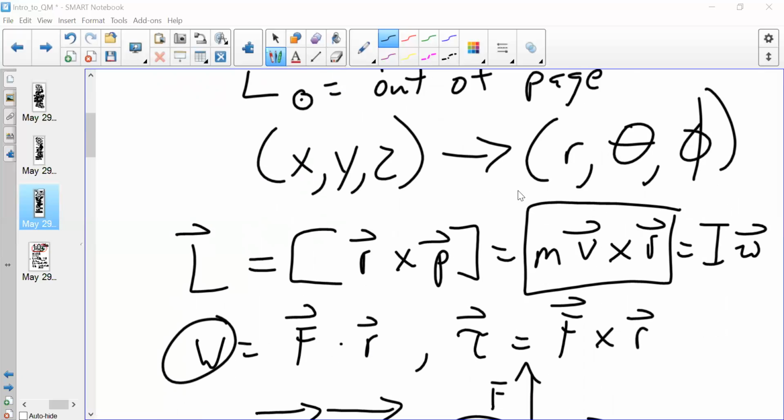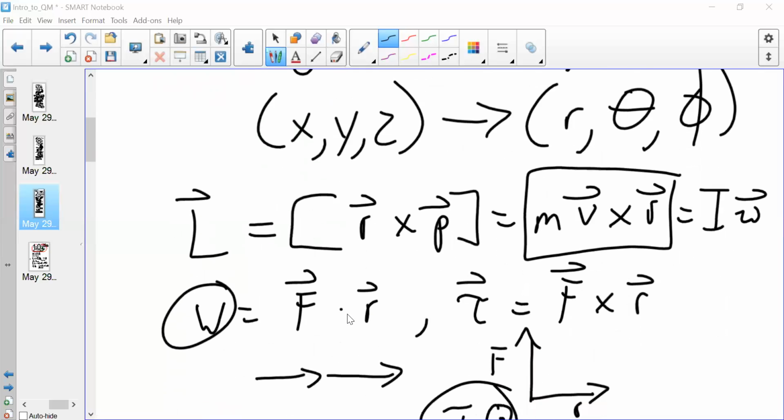Okay, so we're going to be talking about the angular momentum vector. We know it's r cross p, which is the radius crossed with the linear momentum, and linear momentum is mv, so mv cross r, which is also equal to I omega. Now, there are two types of products, two types of multiplication: the dot product and the cross product. The dot product is going to give you a number all the time.